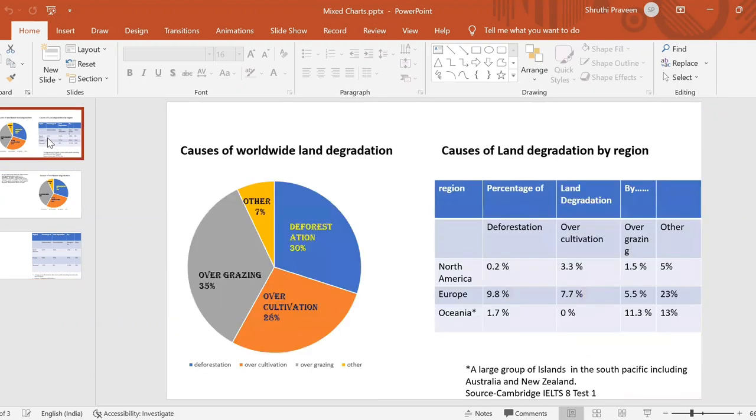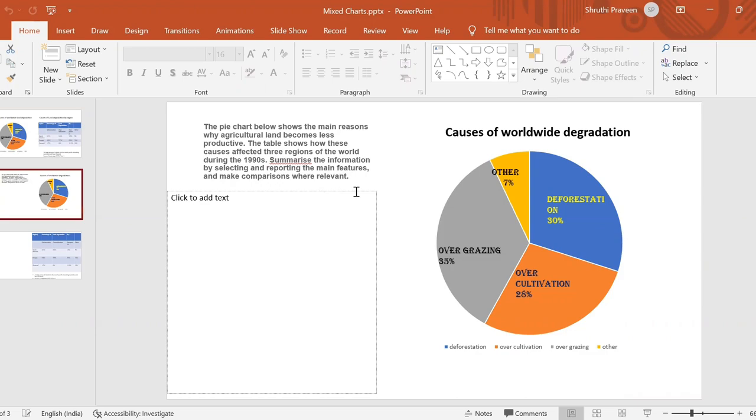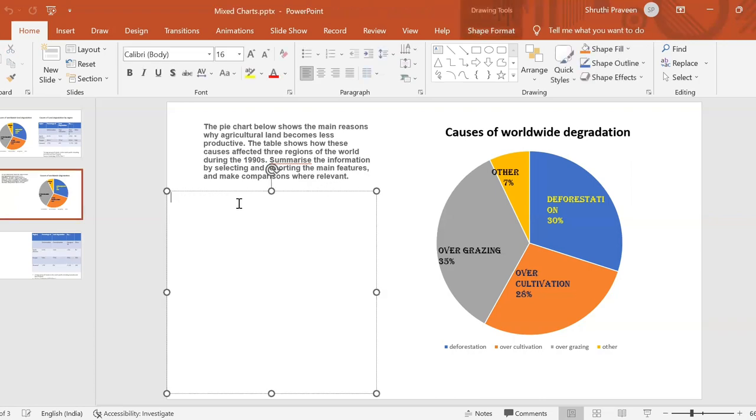Okay, so let's start. This is the pie chart. This is the question: The pie chart below shows the main reasons why agricultural land becomes less productive. The table shows how these causes affected 3 regions of the world during the 1990s. Summarize the information by selecting and reporting the main features and make comparisons where relevant.